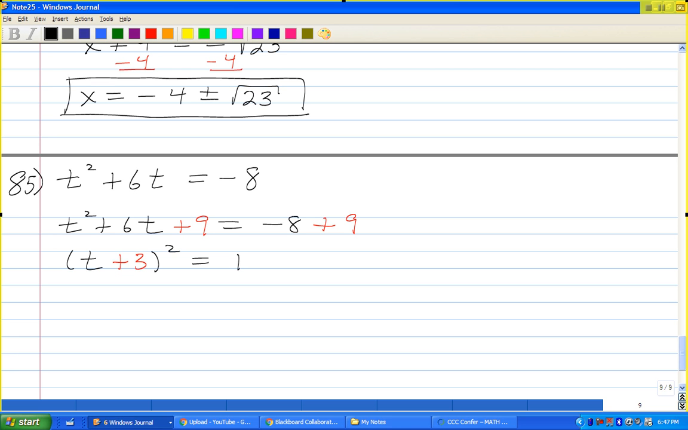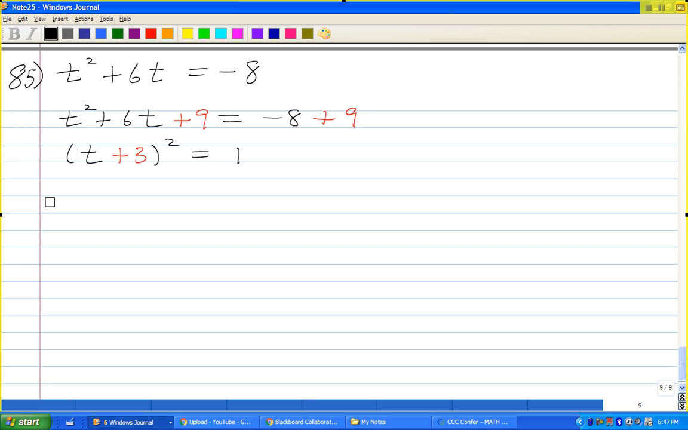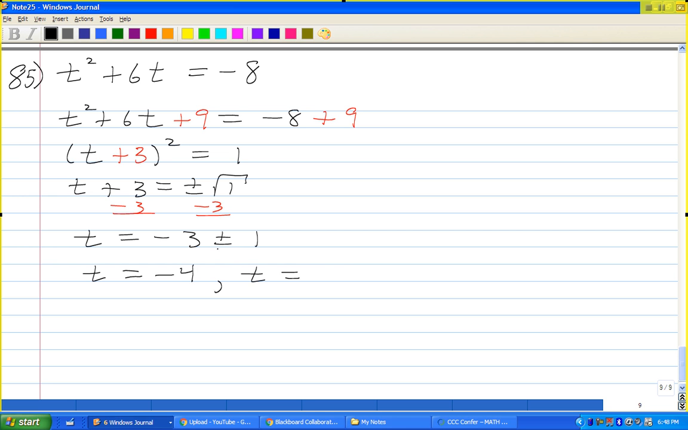So by the square root property, I have that t plus 3 is equal to plus or minus the square root of 1. The square root of 1 is just 1. Let me subtract 3 from both sides of my equation. So I get that t is equal to negative 3 plus or minus 1. Negative 3 minus 1 is negative 4. Negative 3 plus 1 is negative 2. And so I have t is negative 4, or t is negative 2.